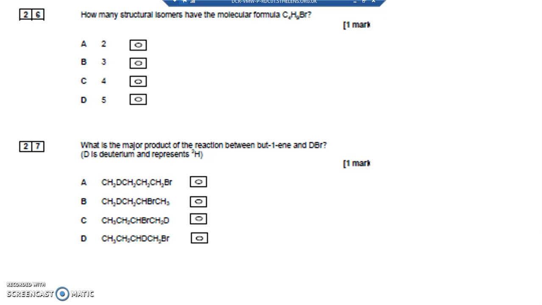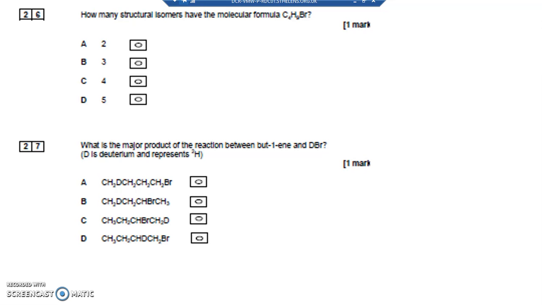3-bromobutane is the same as 2-bromobutane, just labelled from the other end, and 4-bromobutane is the same as 1-bromobutane, just labelled from the other end. So I've got 2 from a butane chain. I could shorten the chain to be 3, and I could have methyl propane, and then the Br could be at carbon number 1 or carbon number 2, so that's 2 more. So there's 4 in total.